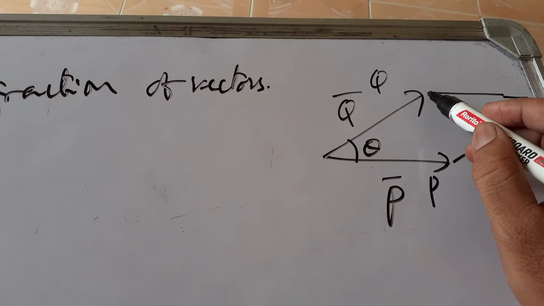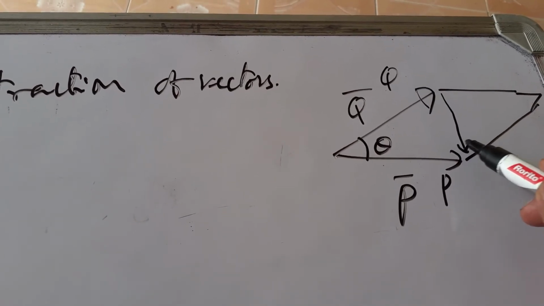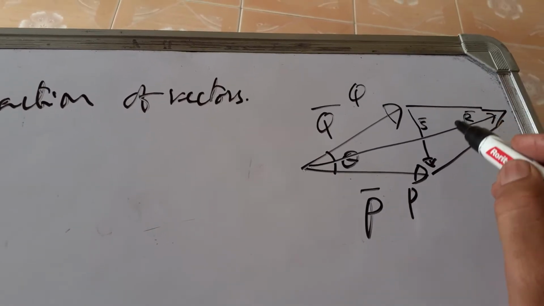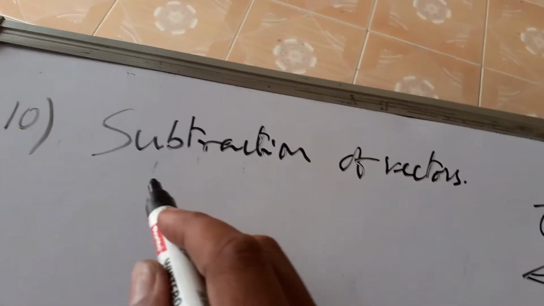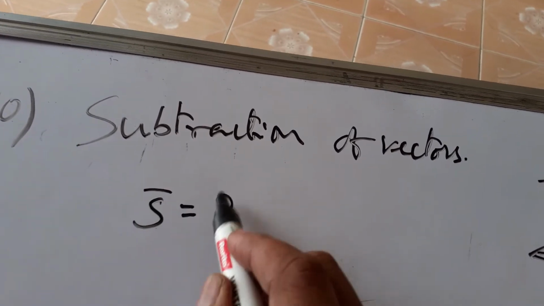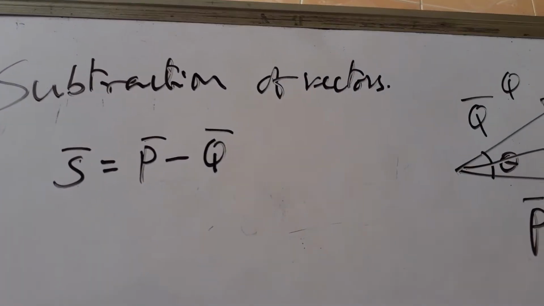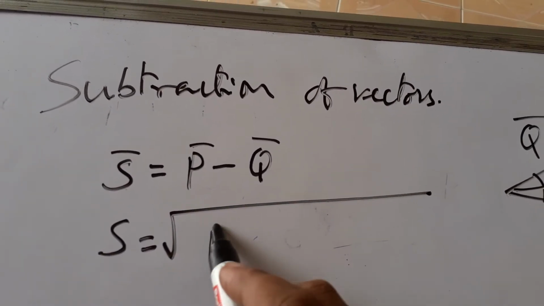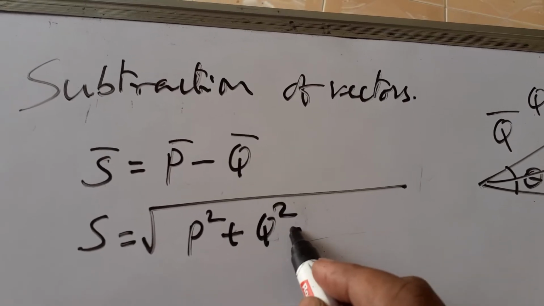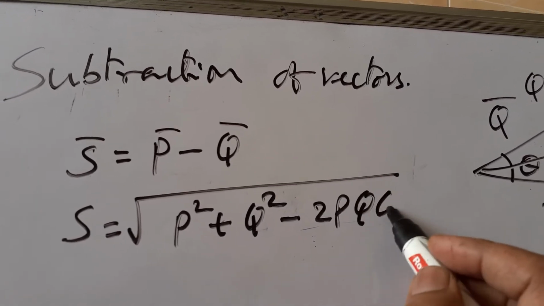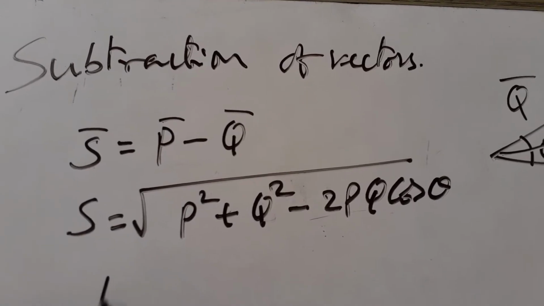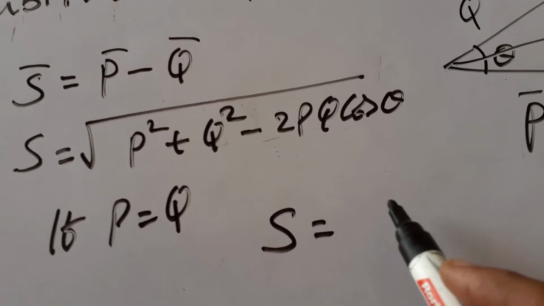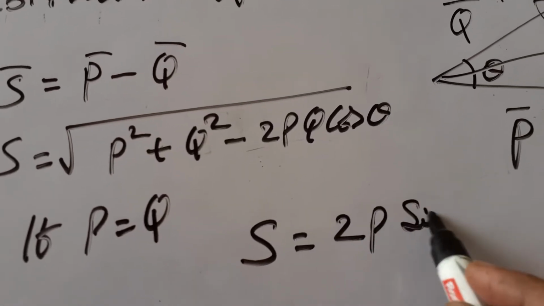Then one diagonal of the parallelogram represents the resultant. This is resultant r bar. Another diagonal represents subtraction of vectors. So s bar is equal to p bar minus q bar. The magnitude of subtraction of two vectors, s, is equal to root of p square plus q square minus 2pq cos theta. And if p and q are equal in magnitude, then we have one more formula: s is equal to 2p sin theta by 2.